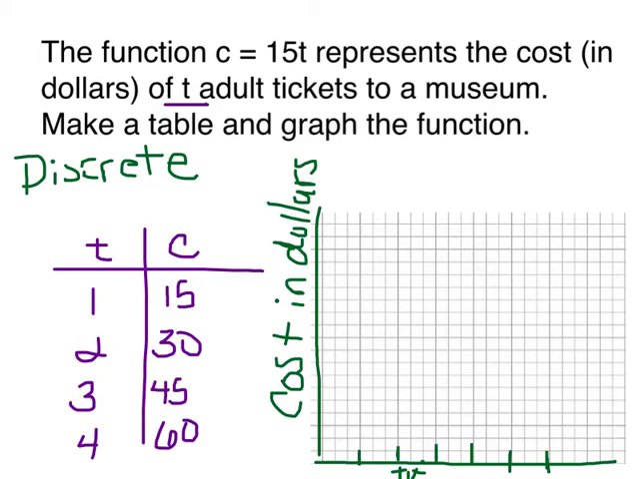So 1 ticket costs 15, and since I don't have 15 on here, I'm going to make, let's see, 5, 10, 15, 20, 25, 30. That's not going to work, so I'm going to make them each worth 10. So 1 is going to be 1, and 15 is about in between there. 2 is going to be 2 and 30, so 20, 30 in between. 3 is going to be 45, so 10, 20, 30 would be here, and then 3, 45 would be 45, and 4 would be 60, 50, 60.